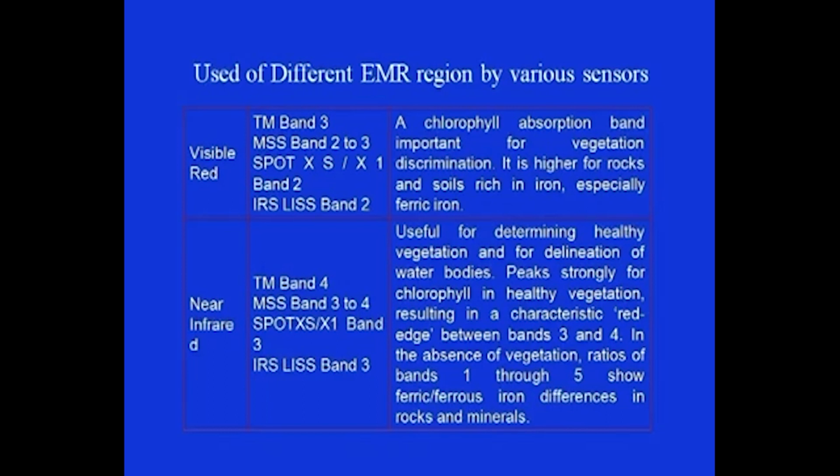The next spectral region is the visible red, and here we find the sensors which are operating are the TM band 3, MSS bands 2 and 3, SPOT XS band 2 and IRS LISS band 2. Well, it can be used for applications for chlorophyll absorption and for vegetation discrimination. It has a higher response for rocks and soils which are rich in iron, specifically ferric iron.